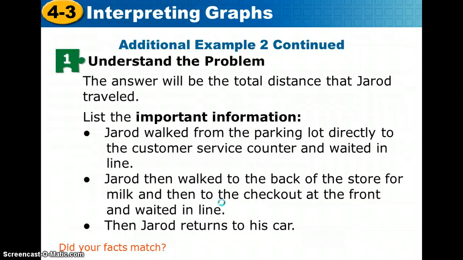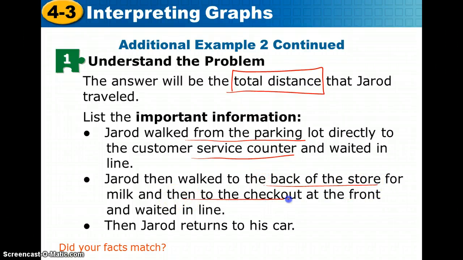We need to understand the problem. We are again looking at total distance. So the important things is Jared walking and the amount that he is walking. So from the parking lot to the customer service was important, to the back of the store, and then back to the checkout, and then of course returning to his car. Did your facts from the previous screen match ours?